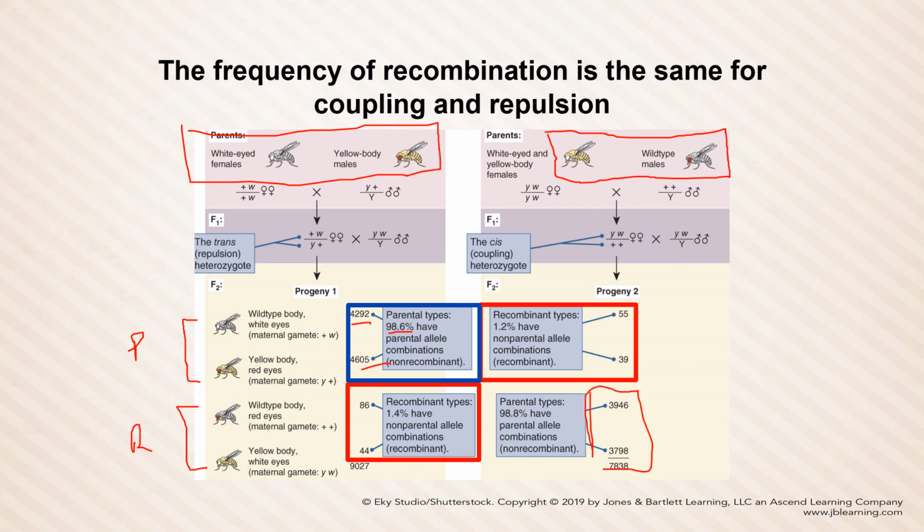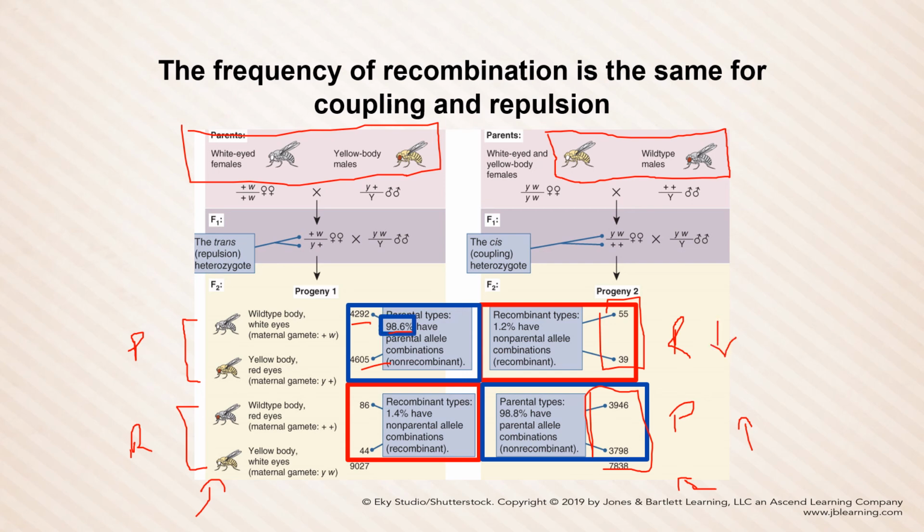So this one will be your parentals, and this one again has a high frequency, although before here they were the recombinants of this cross. Now in this case they will be the parentals, and this is why they have such a high frequency. On the other hand, here the single mutants will be the recombinants, and as a result they will have a much lower frequency.